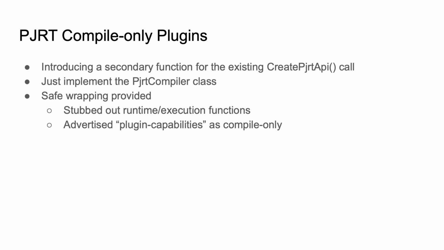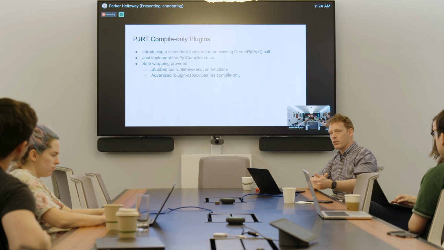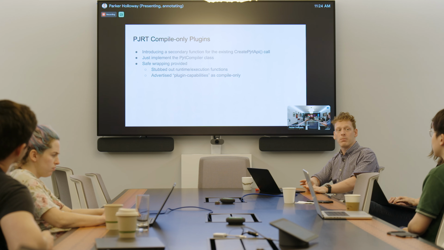For the compile-only plugin, you just have to implement the PJRT compiler class, and then we wrap a version of the PJRT API that only implements the things that are necessary for compile. Everything else is safely stubbed out. And then we advertise via the plugin capabilities that it's a compile-only plugin.